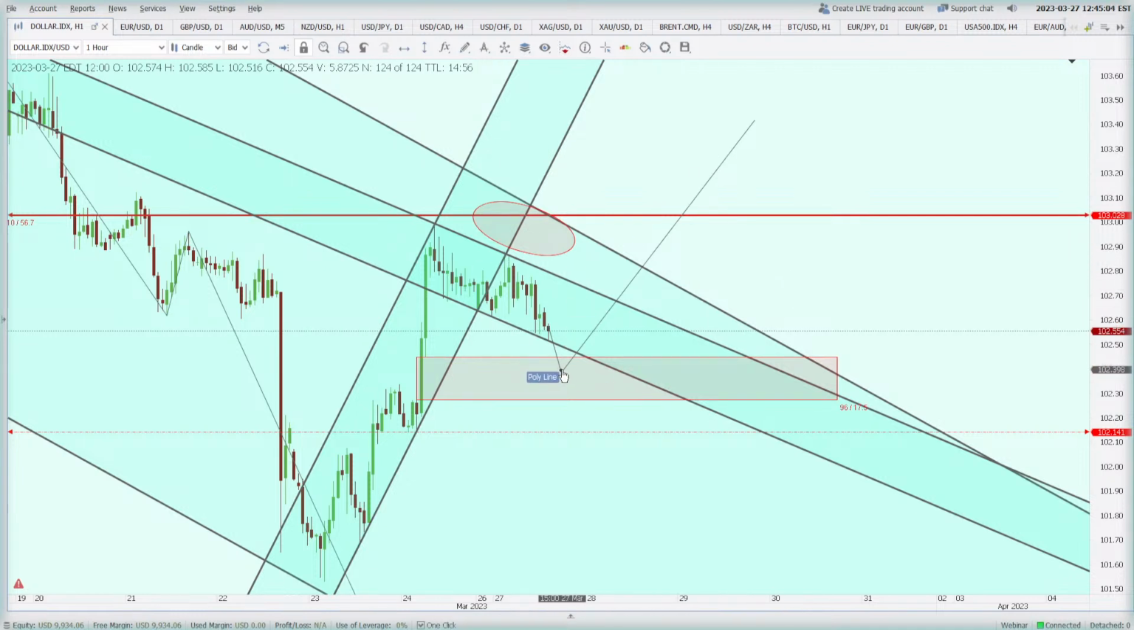If the price goes here, it will not wait for any further thing, and it will directly push beyond 103.02. That is what my thinking is.